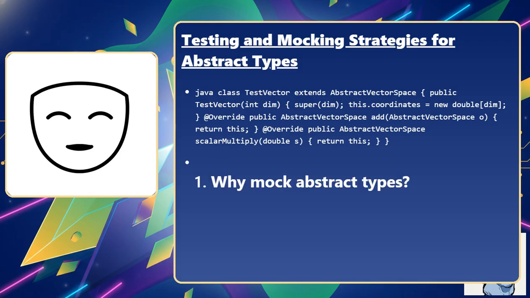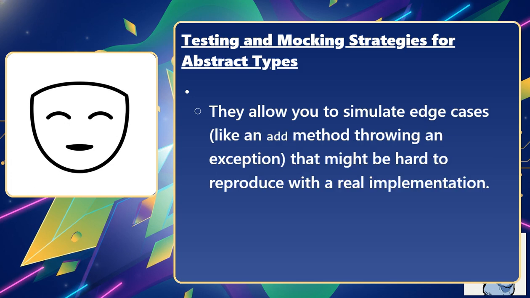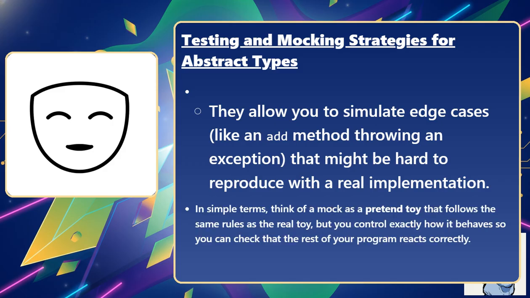Why mock abstract types? They let you test code that uses the abstract type without pulling in heavy dependencies such as a database connection. They allow you to simulate edge cases such as an add method throwing an exception that might be hard to reproduce with a real implementation. In simple terms, think of a mock as a pretend toy that follows the same rules as the real toy, but you control exactly how it behaves so you can check that the rest of your program reacts correctly.